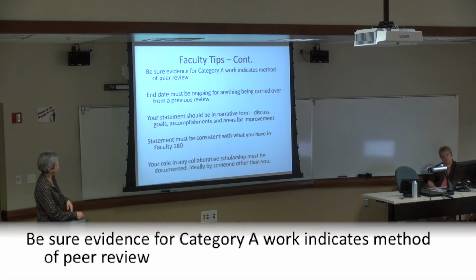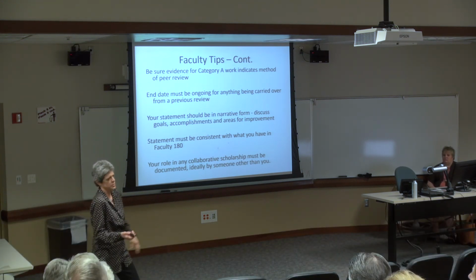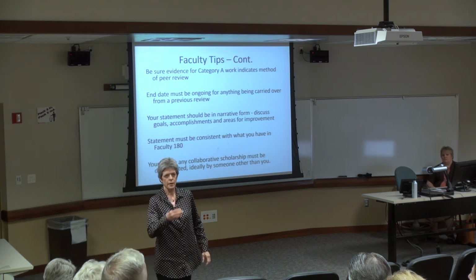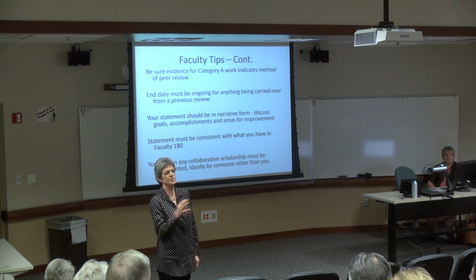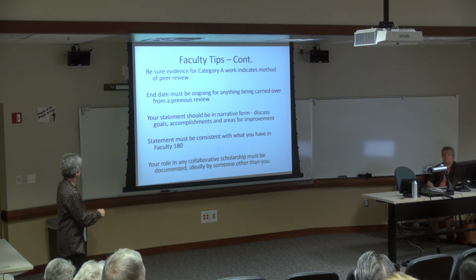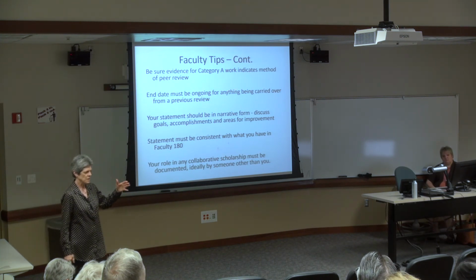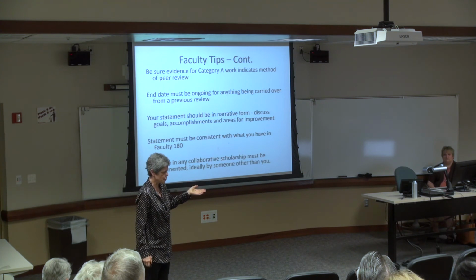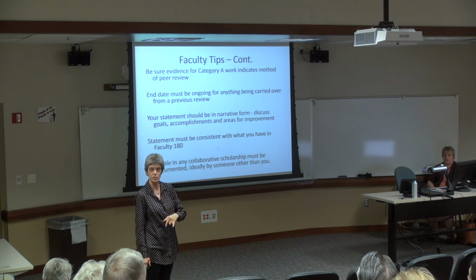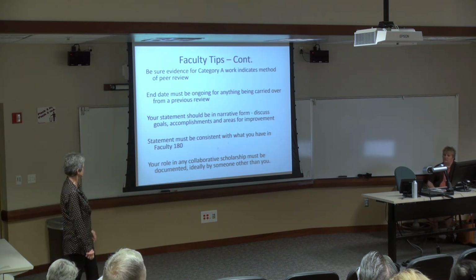Be sure evidence for Category A work indicates the method of peer review. If it's a professional journal article, that's obvious, but especially in the arts and other fields, it's not always obvious how things are reviewed. And so that's important. We've already said about using ongoing so that, let's say your letters from prior review, if you don't have ongoing, they won't necessarily show up if they're dated before this deadline date for your review.